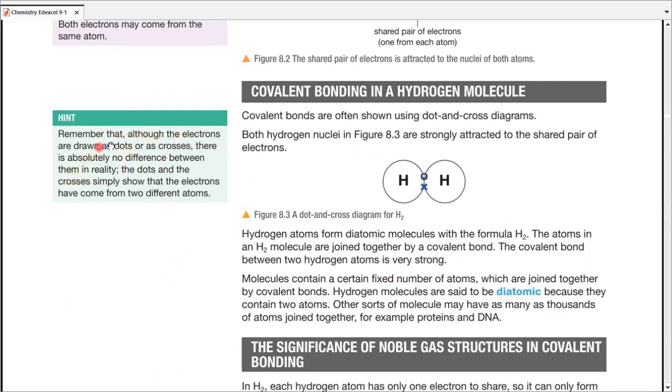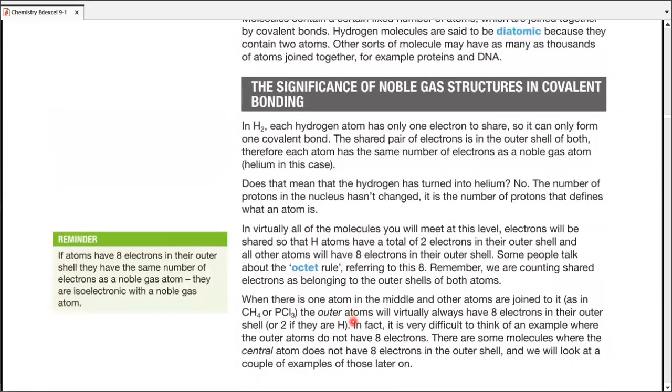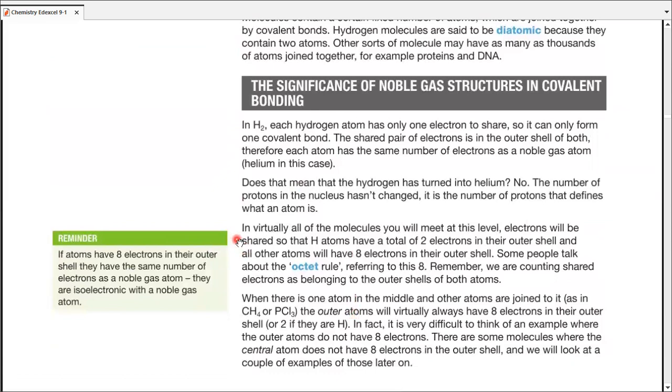Remember that although the electrons are drawn as dots or crosses, there is absolutely no difference between them in reality. The dots and crosses simply show that the electrons come from two different atoms. So it's actually for your ease of understanding that we draw a dot and a cross, not because the electrons are different from one another. Okay.